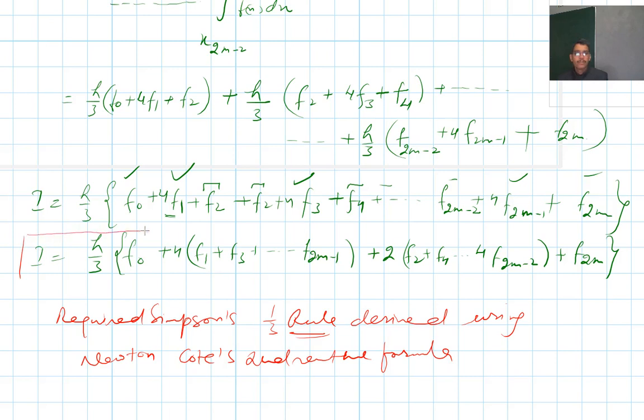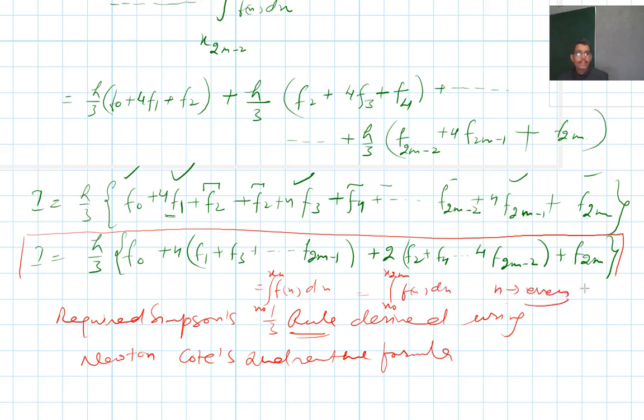This is the required formula for the integral of f of x dx from x0 to xn, or from x0 to x2m. Here n is an even number, and that is what we have to keep in mind. This is the formula which we have derived here. That's all for this lecture, and in the next lecture I will derive Simpson's 1/3 rule with the help of a quadratic polynomial.